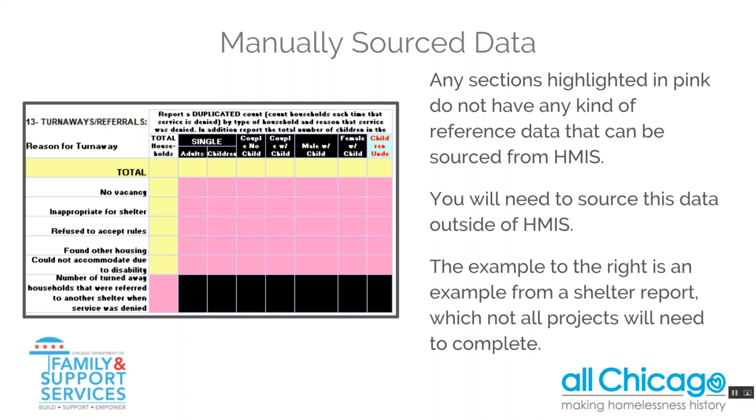Now, we don't collect all of this information in HMIS, so there's no way for you to be able to pull that from HMIS. So what we do in this instance is that we ask you to manually source it. Now, before you go and look for section 13, just know that this section is not required for every single agency. So depending on your agency project type, this may be entirely blacked out for you. But I just wanted to use this as an example to show you what a pink table would look like.